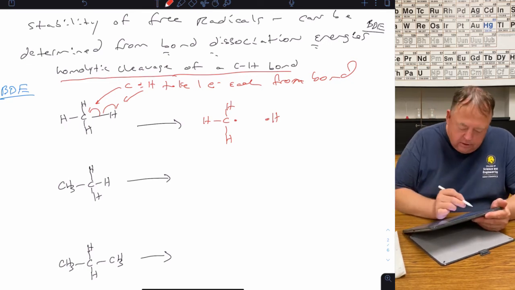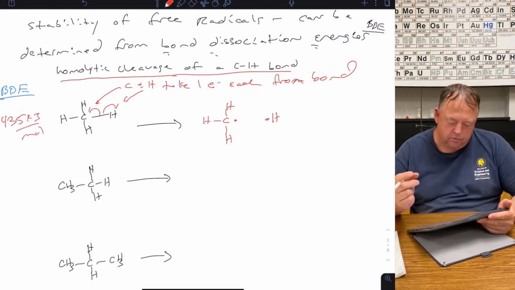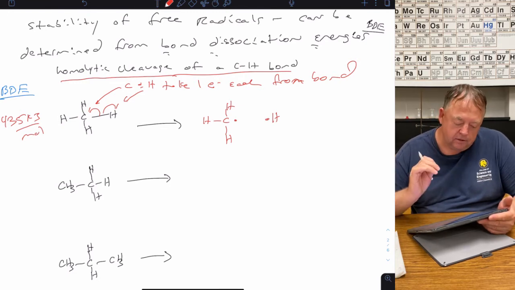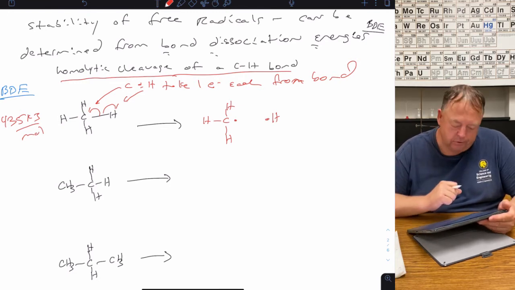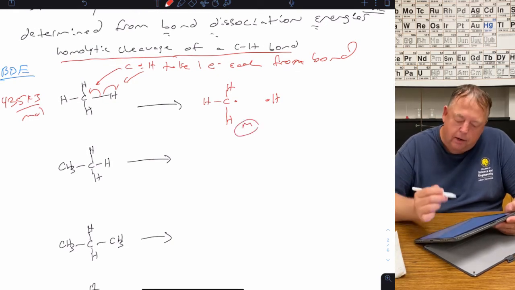So if we look at the bond association energy to do this, that would be 435 kilojoules of energy are needed to break the CH bond in 1 mole of CH4 molecules. And then you would make a methyl free radical.